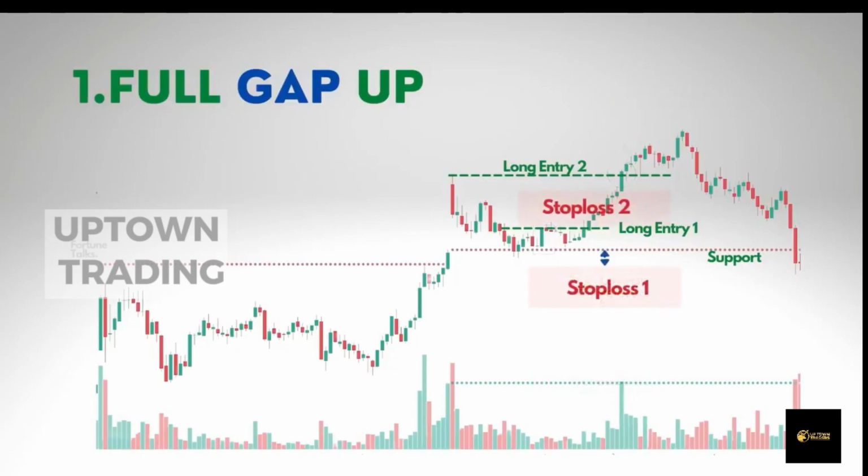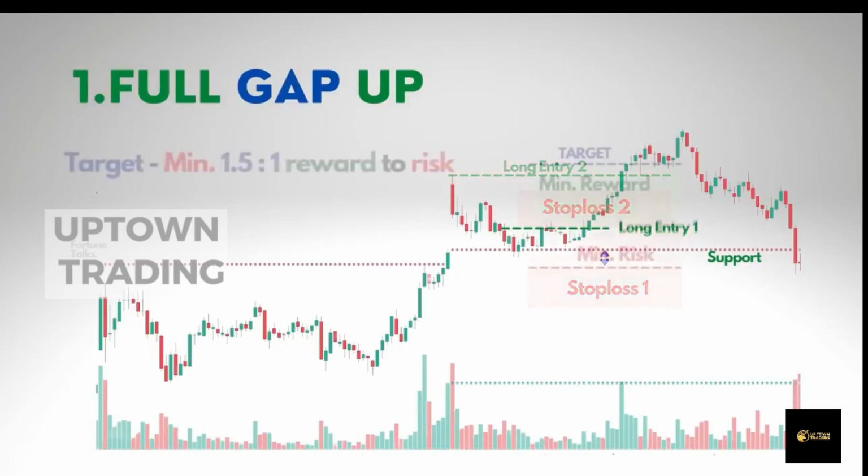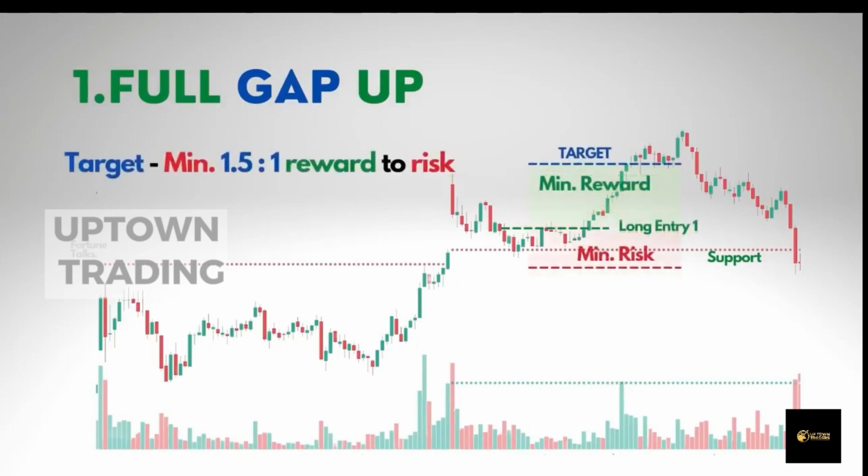And in case the opening range is very large, we can enter a trade above the range, keeping at least 1.5:1 risk to reward and placing the stop loss below the highs of the range or below the breakout of the range candle lows.